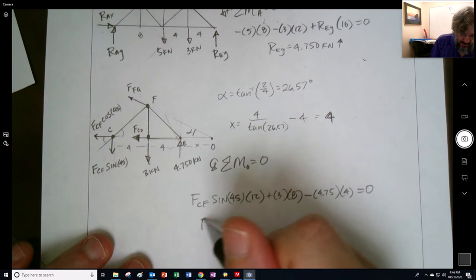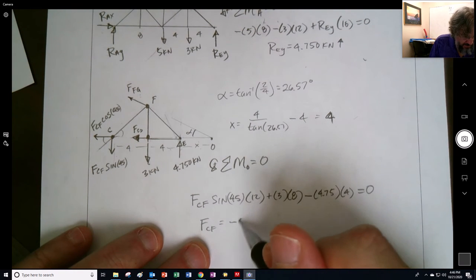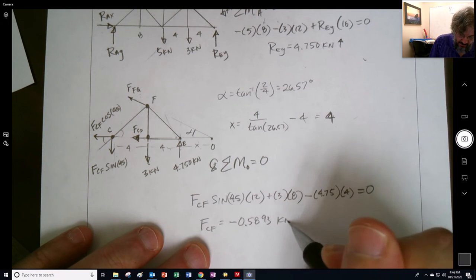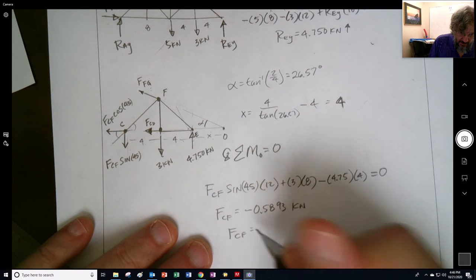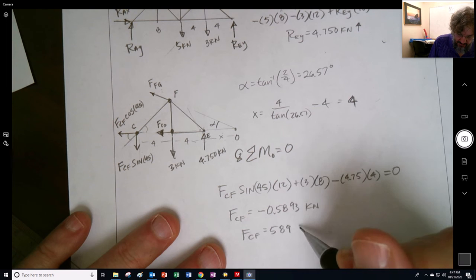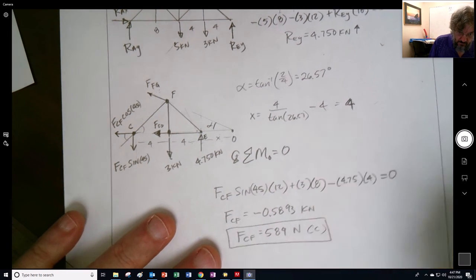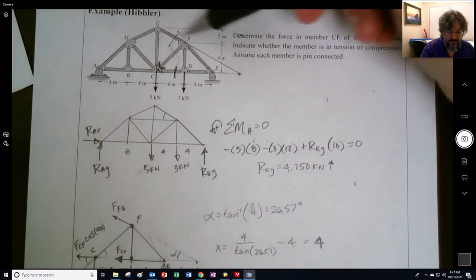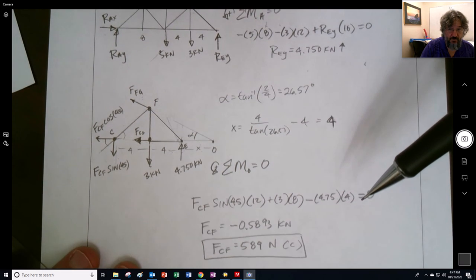What we're going to find is FCF is going to be a negative 0.5893 kilonewtons. Therefore, FCF is, might as well go back to just newtons, 589 newtons in compression. So that's the trick right there in this particular problem. I don't think it gets used all that often, but it might come up.